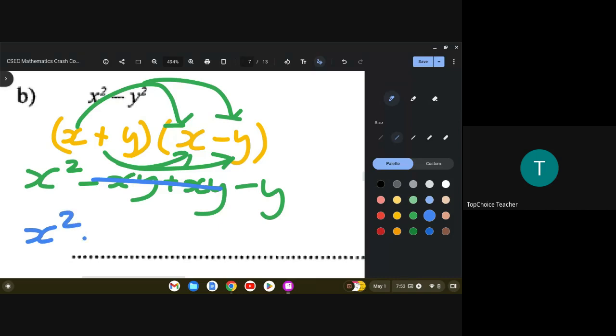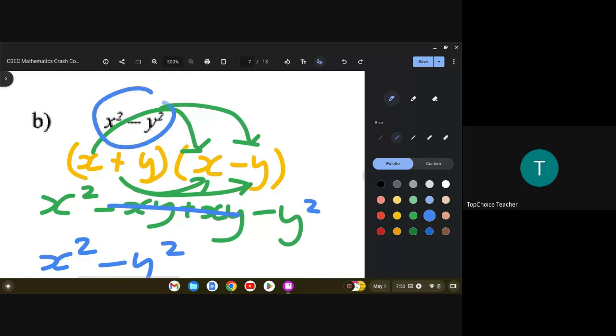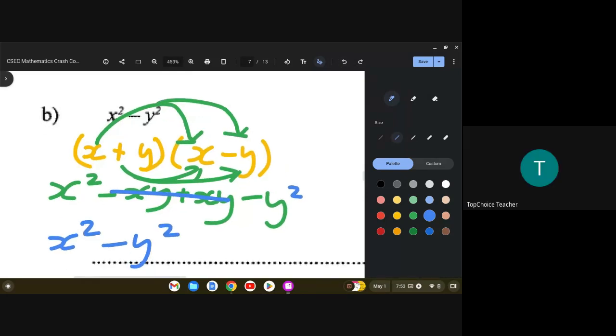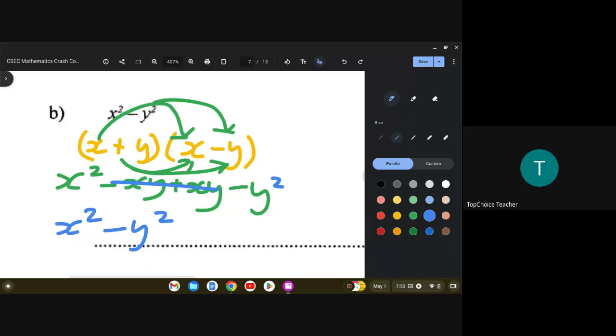X squared minus y squared. Oh, this was a square, eh? Yeah, y squared, because remember, y times y is y squared. Nobody picked up on that. They're probably tired now. Isn't that what we started off with? Yep. So we are guaranteed our answer is correct. So you all learned now that the opposite of factorization is expansion, or sorry, distribution, right?